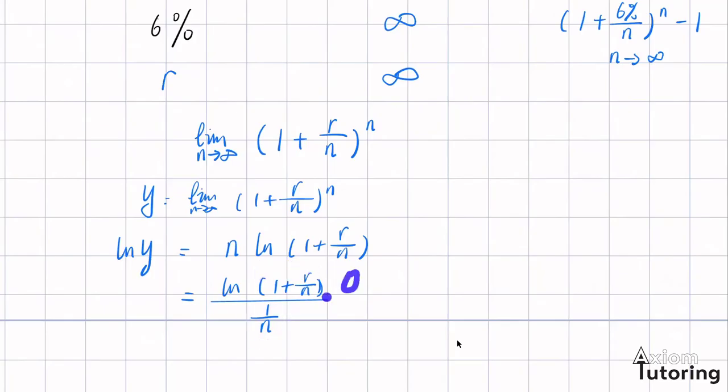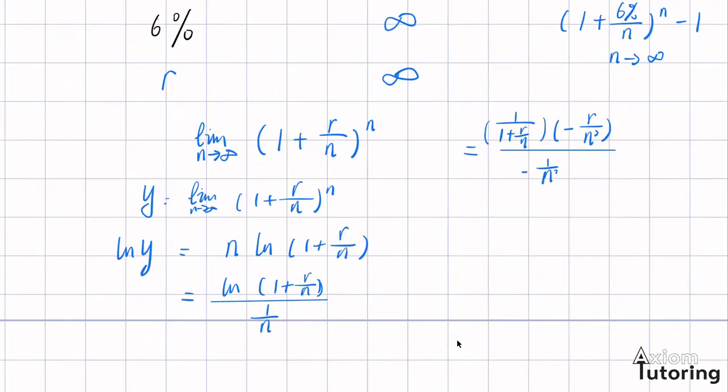So we have the 0 over 0 form, which allows us to use L'Hopital's rule. We take the derivative with respect to n on the numerator and on the denominator simultaneously. So what do we get? On the denominator, it's going to be minus 1 over n squared. On the numerator, we first have 1 over 1 plus r over n, multiplied by minus r over n squared.